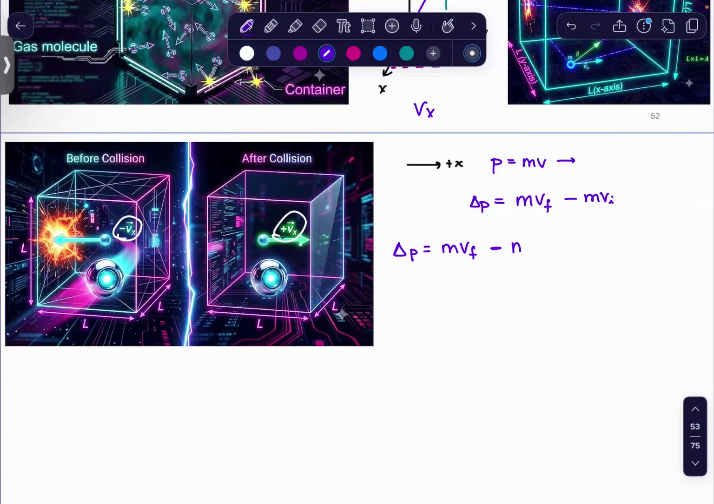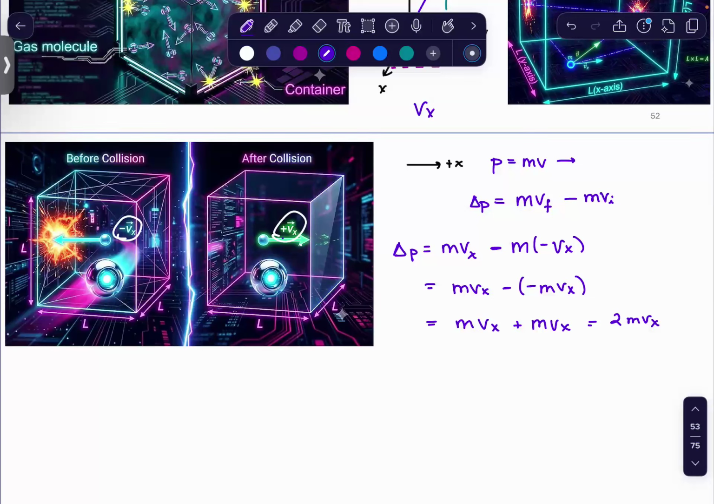And so that's going to be M times, oh, hang on, not F, X. This is going to be negative MVX. So we're going to get MVX minus negative MVX, MV plus MV, and that's going to give us 2 mass times velocity.